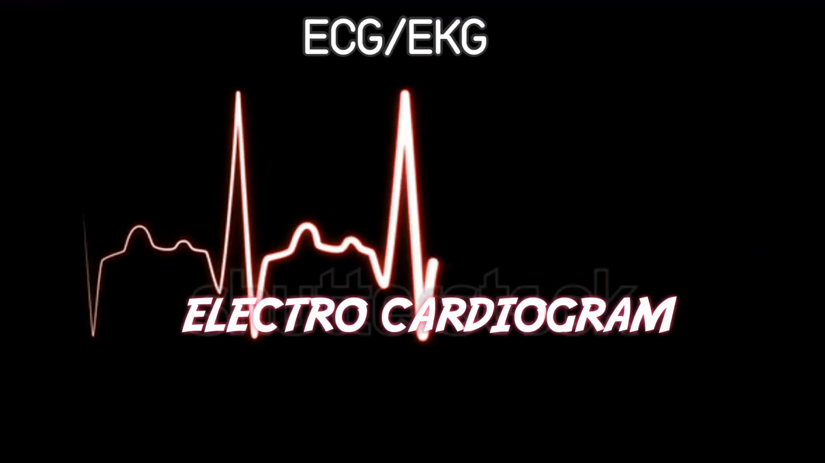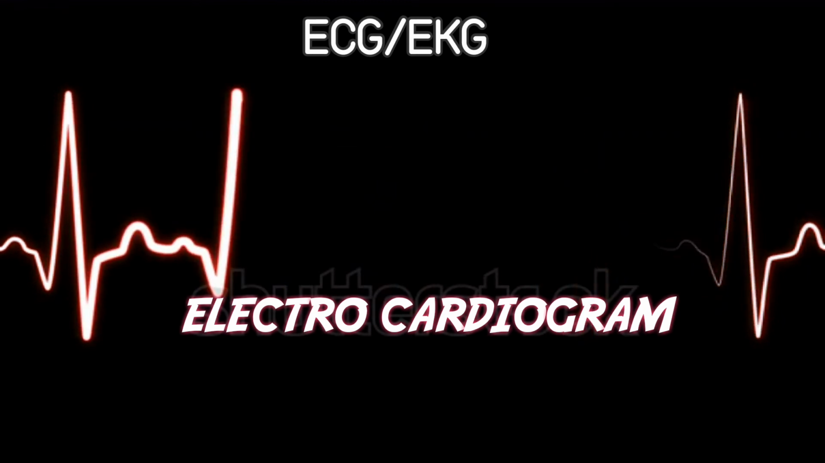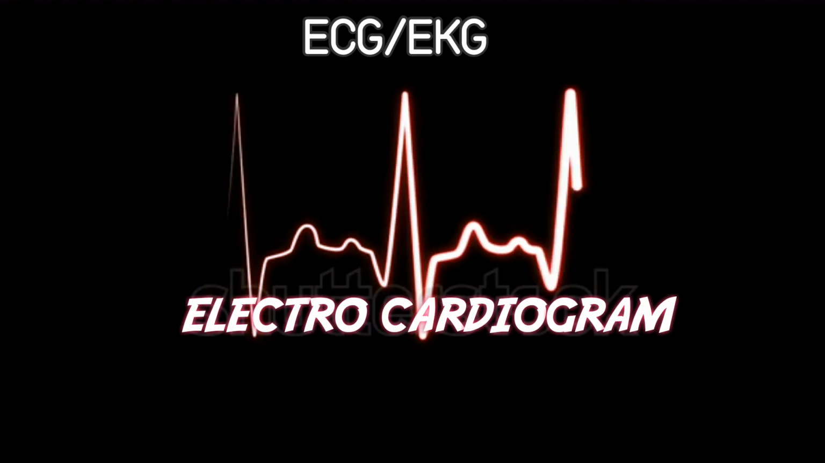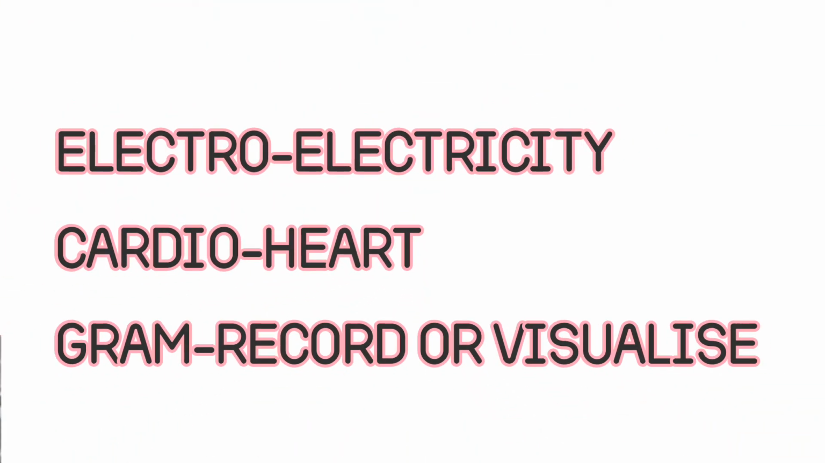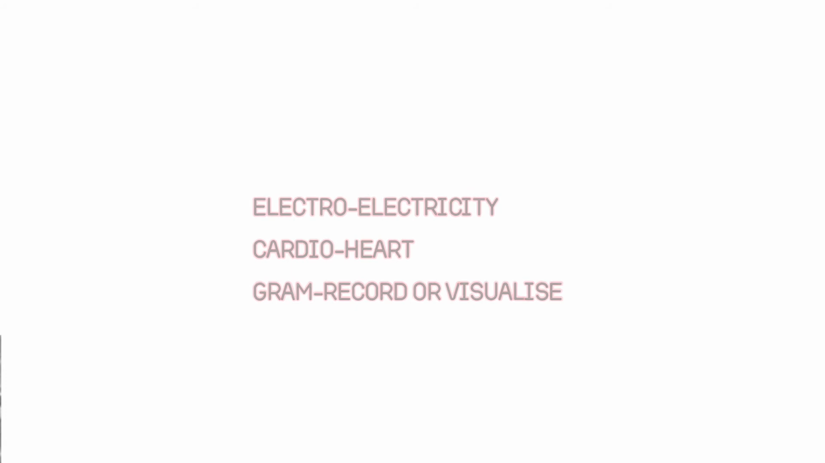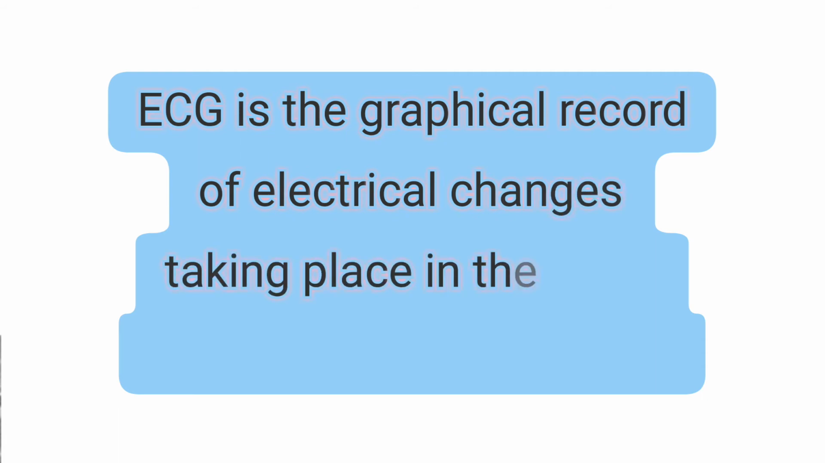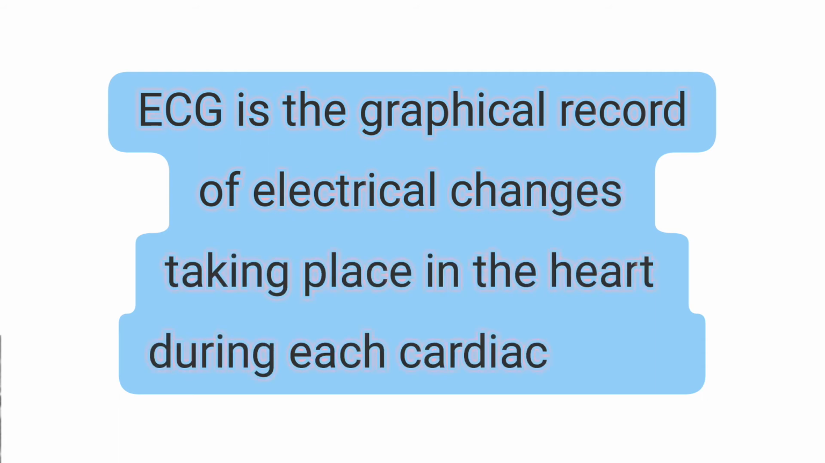Now, the ECG or EKG is used to monitor the cardiac conduction system's electrical activity in the heart. ECG stands for electrocardiogram. Electro meaning electricity, cardio means heart, gram means record or picture. It is the graphical record of electrical changes taking place in the heart during each cardiac cycle. It is used to determine the heart rate, heart rhythm, and other information regarding the heart's condition.